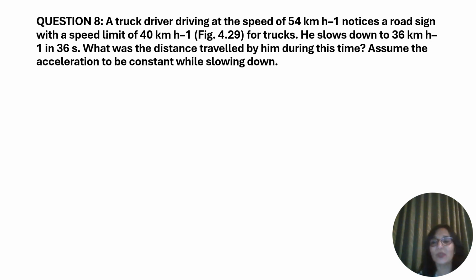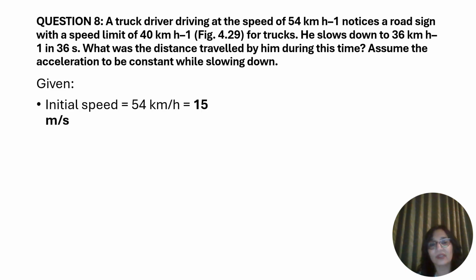Now understanding question number 8. A truck driver driving at a speed of 54 km per hour notices a road sign with a speed limit of 40 km per hour, figure 4.29 for trucks. He slows down to 36 km per hour in 36 seconds. What was the distance traveled by him during this time? You need to assume the acceleration to be constant while slowing down.